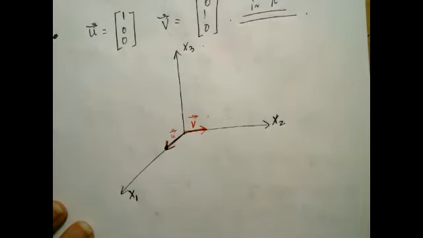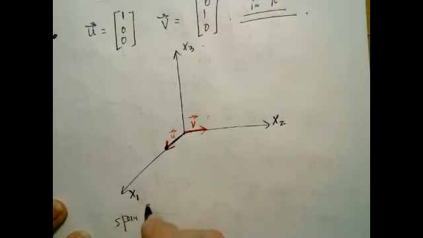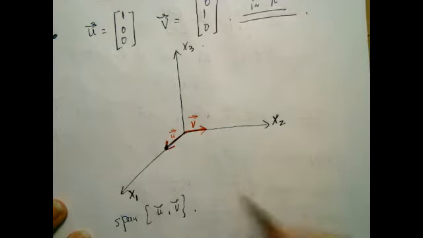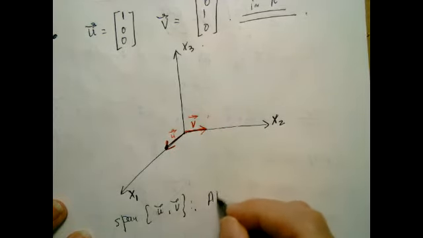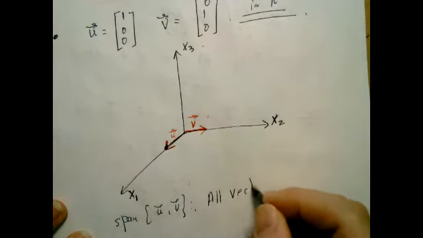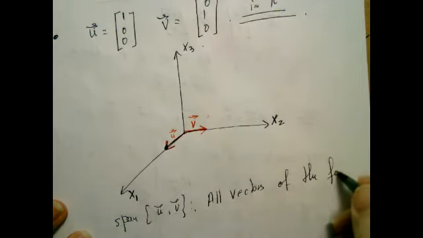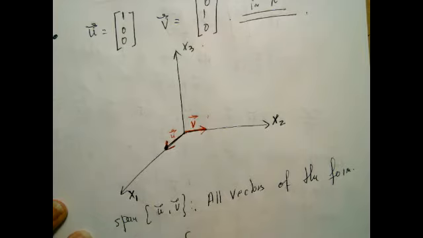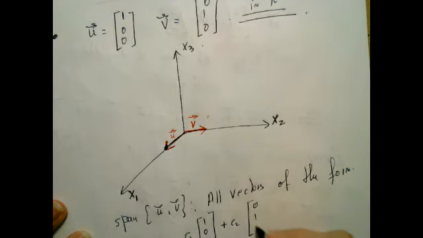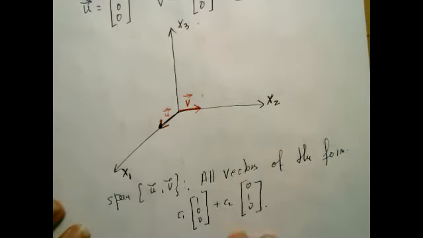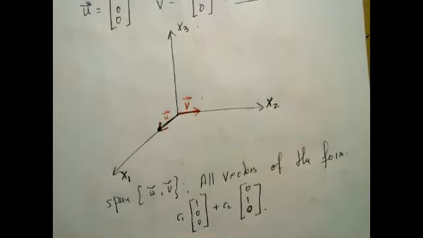Think about it for a little bit. What's the span of my vectors? So basically it is every vector, or vectors of the form, and I'm just writing this for you to think about, a scalar times 1, 0, 0 plus a scalar times 0, 1, 0. So that's really what the span is.